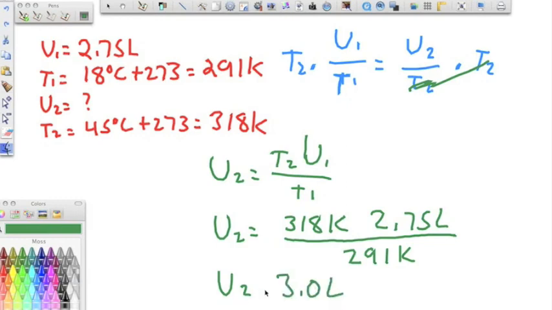3.0 liters. Now, we look at this and we see that we had an increase of temperature and so we had an increase of volume. So right here we have a direct relationship, directly proportional. As one goes up, the other goes up. So volume and temperature are directly proportional, and we go up in the volume.